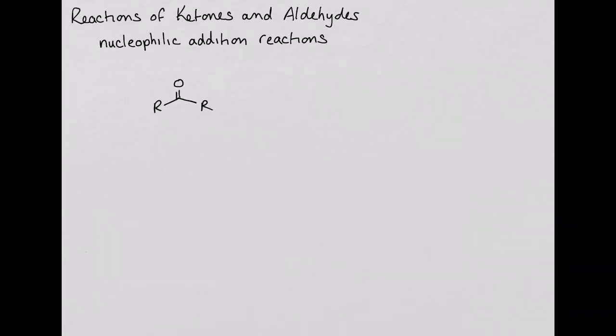In all of these reactions, we will add a proton to the oxygen of the carbonyl and a nucleophile to the carbon of the carbonyl. This will produce a tetrahedral product. All of these mechanisms will have in common the tetrahedral intermediate. The difference comes from the order of addition of the proton and the nucleophile.